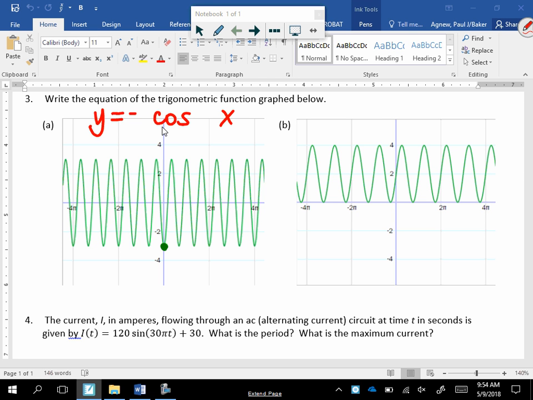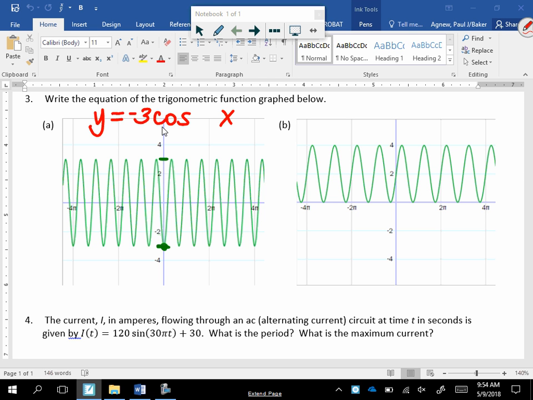Now, let's talk about the amplitude. What's the maximum value for this graph? 3. It occurs right here, which we'll assume to be 3. The minimum occurs at -3. So this one is situated around the x-axis. The x-axis goes through the middle of it, and so it goes up to 3 and down to -3. The amplitude is easy to determine in that case. What is it? 3.